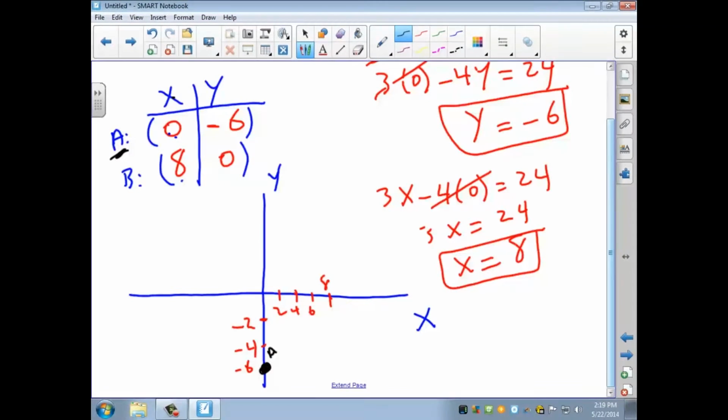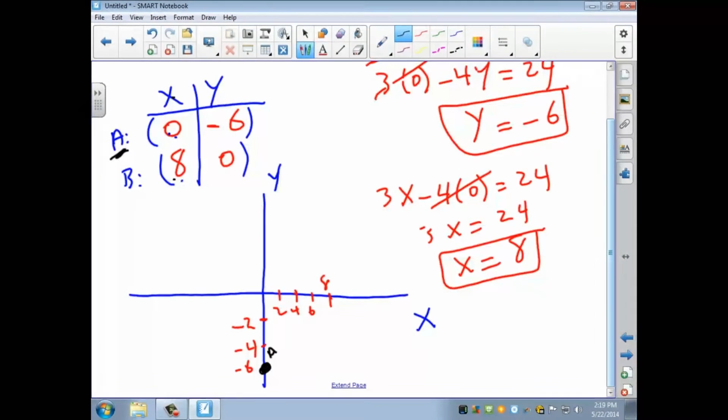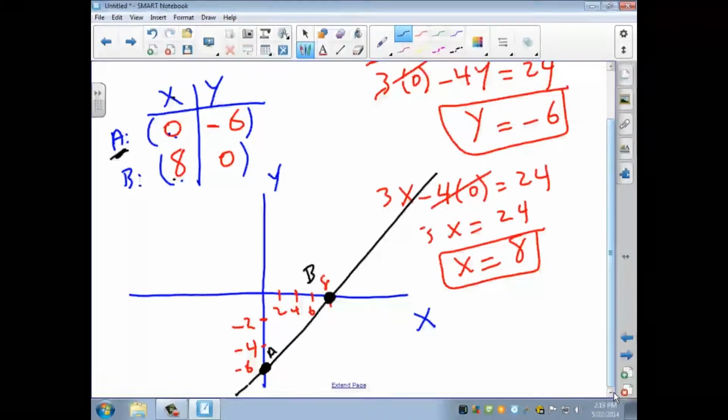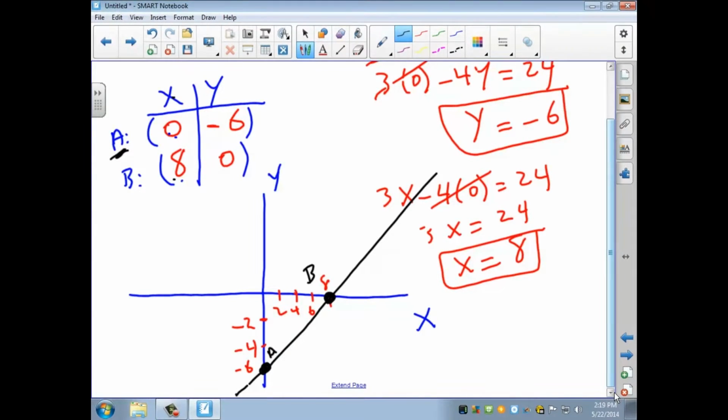And point B has a coordinate of 8 and 0. That would be on the x-axis, this point. If I connect these points together and continue, this is the line. So that's an easy way to sketch a line.